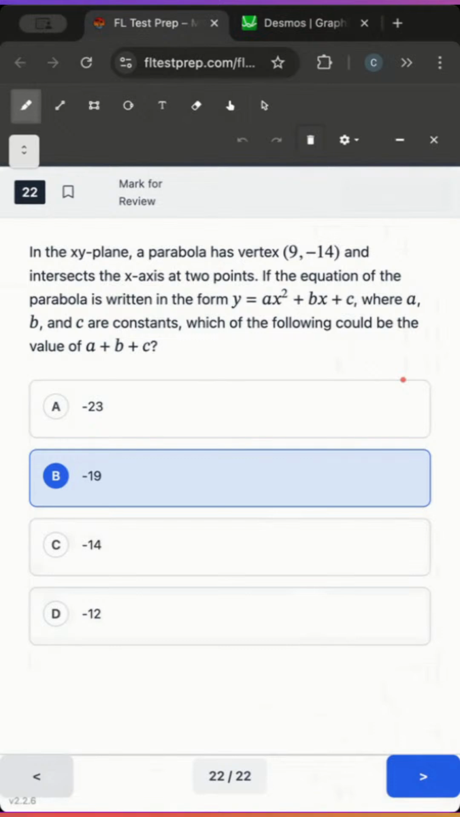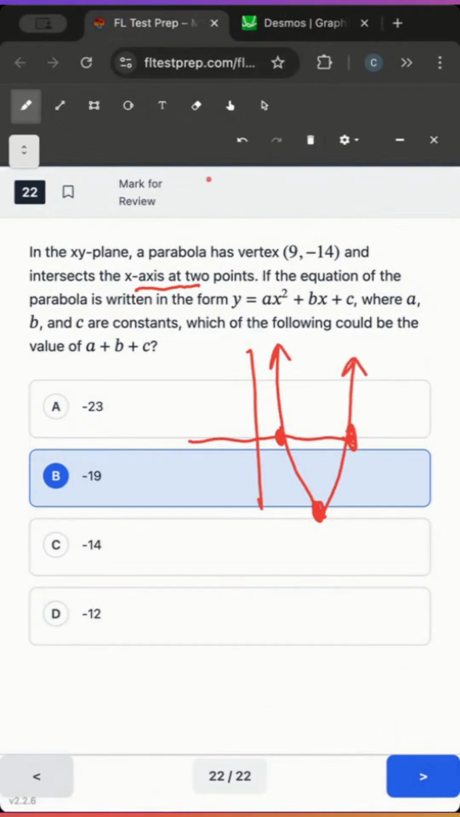All right, so what clues is the SAT telling me here? So I want to just draw this out. I want to visualize it. So it's telling me I have a vertex of 9, -14. So that'd be over here, right? And it intersects the x-axis at 2 points. So let's imagine they're here and here. And so these 2 points are increasing. So what does that tell me about my equation? I know a is greater than 0, because a being greater than 0 tells me that the parabola is facing upwards, which is really good.